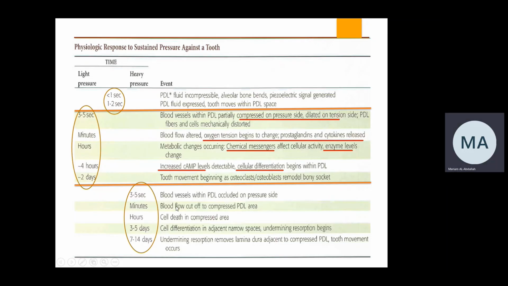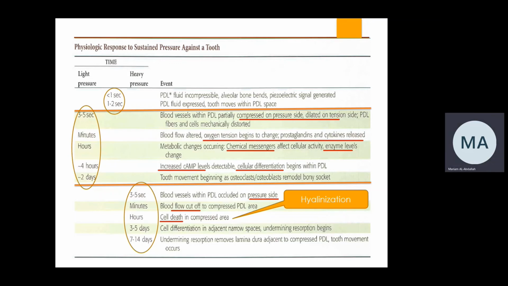Minutes later, blood flow will be cut off. And then hours later, we will have cell death. When I say cell death, it means hyalinization. Hyalinization is an area of cell death that looks like a glass appearance on a microscope. Histologic appearance is a glass-like appearance.